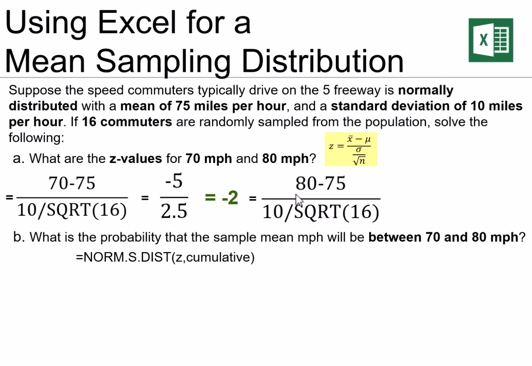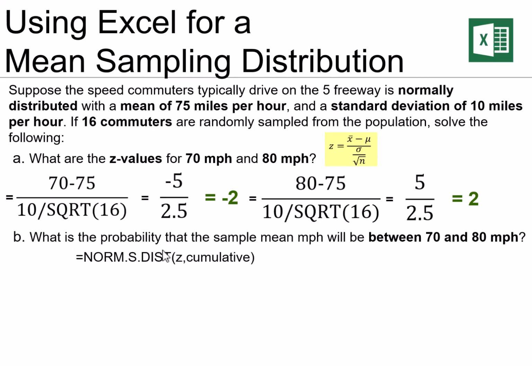So we're going to do the same thing now, and we're going to take 80 minus 75. The denominator is going to remain the same. So in the numerator, our sampling error is now 5. Our denominator is 2.5, and we get a z value of 2 for 80 miles per hour. Now that we have our z values, we're going to work on the next part.